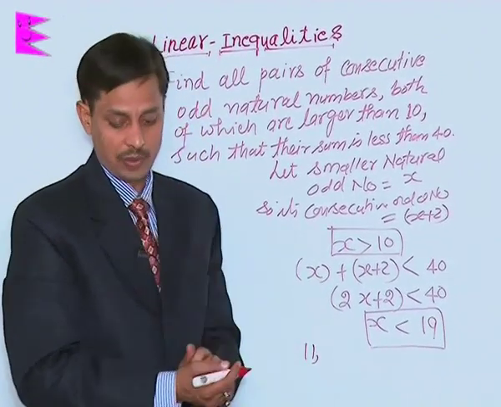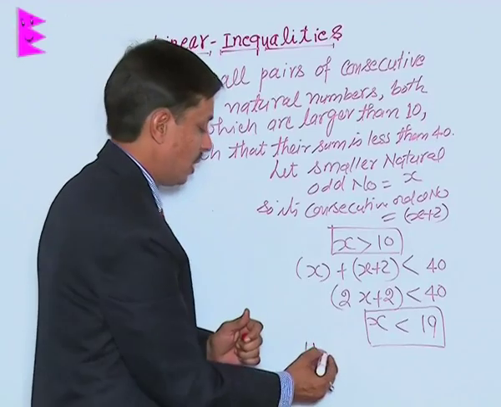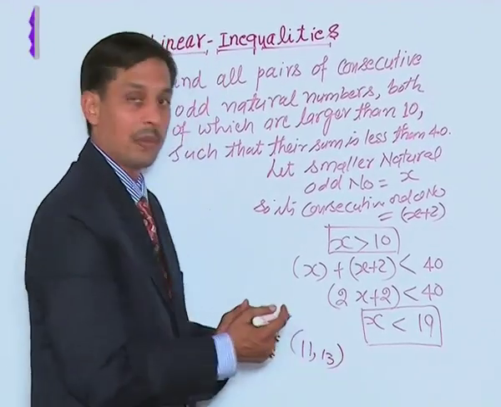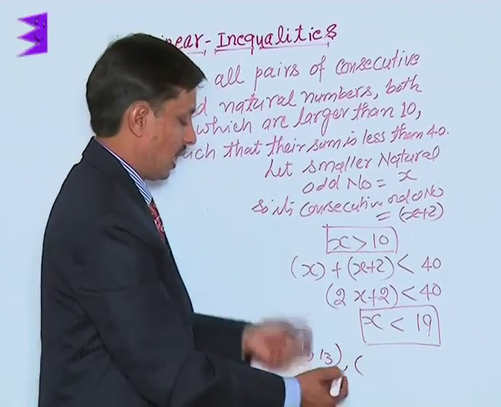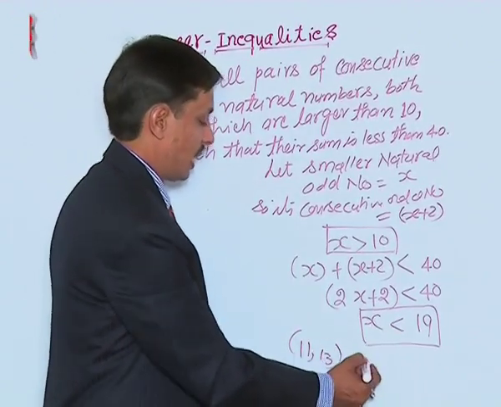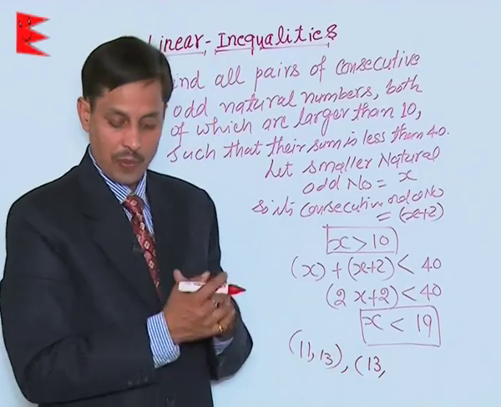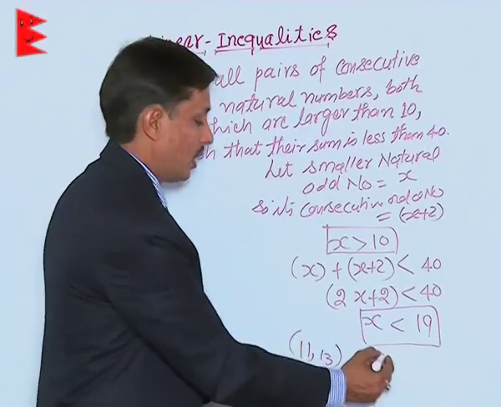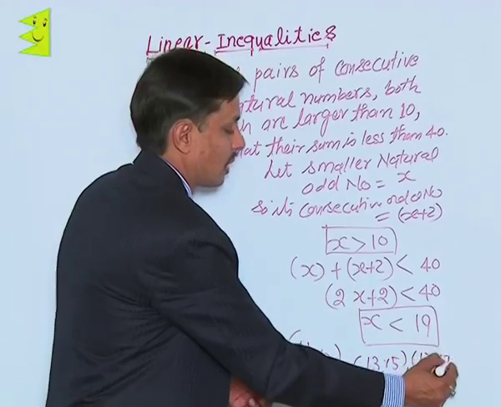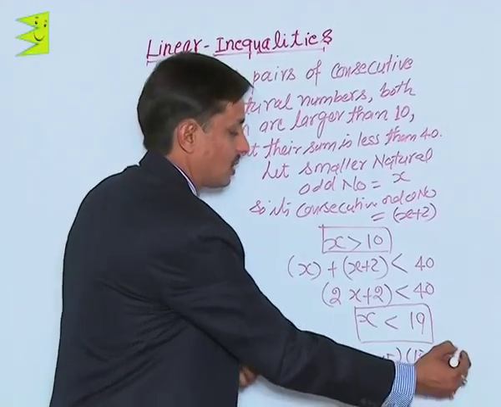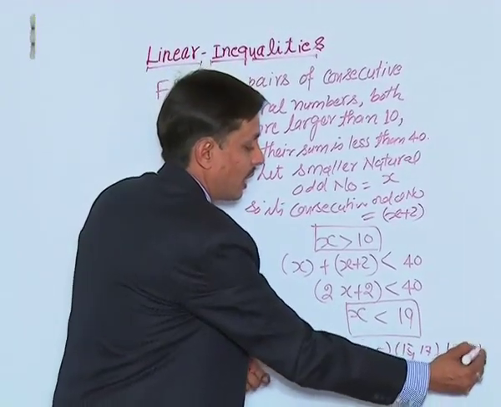If the first is 11, then its consecutive will be 13. So one of the pairs becomes 11, comma 13. If I am taking the next one, suppose it is 13, then its consecutive will be 15. If it is 15, then 17. If it is 17, then it is 19.